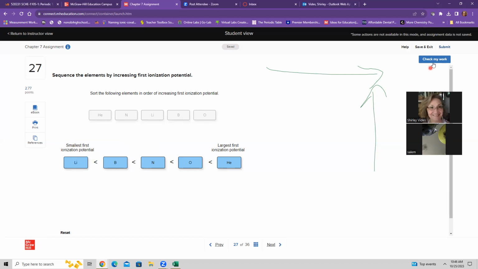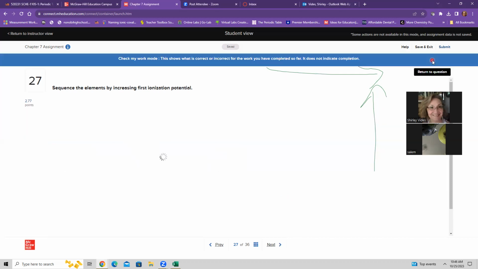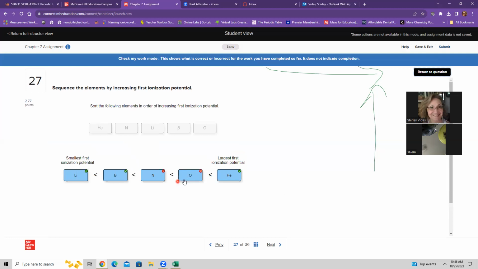Let's check. Oh, these two are backwards. Okay, these are backwards. And why are they backwards?